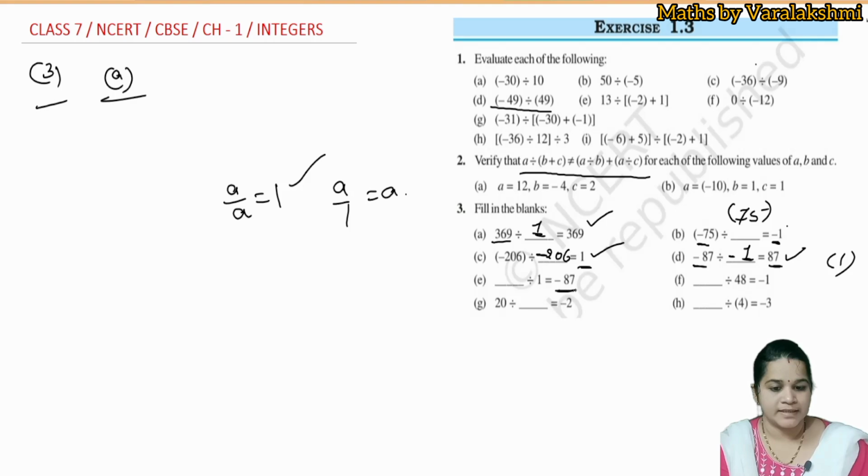Answer is minus 87. We need to find the answer over here, divided by 1. Anything divided by 1 is the same thing, so minus 87 divided by 1 is minus 87. The same way, minus 1 should be the answer. So simply 48 by 48 is 1, but we need to get a minus value. So minus, because minus divided by plus is minus.